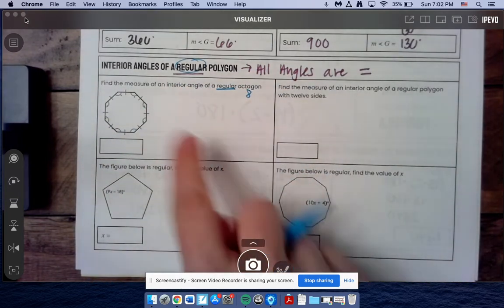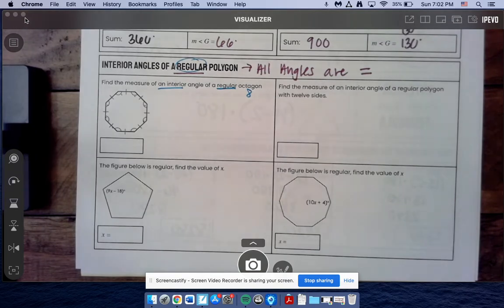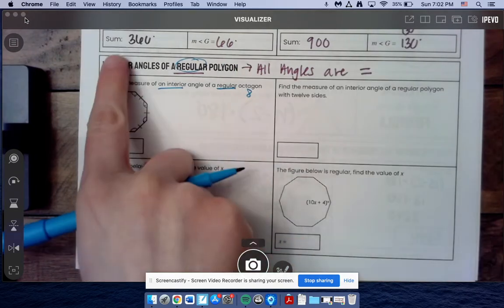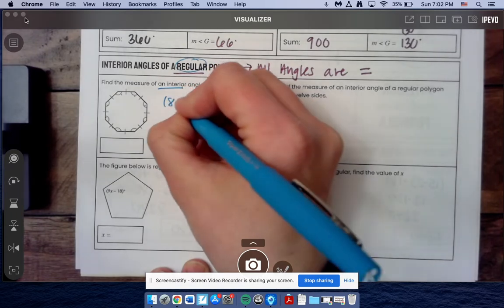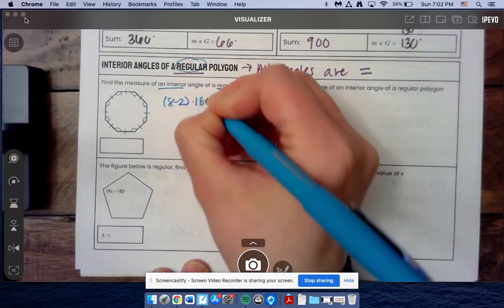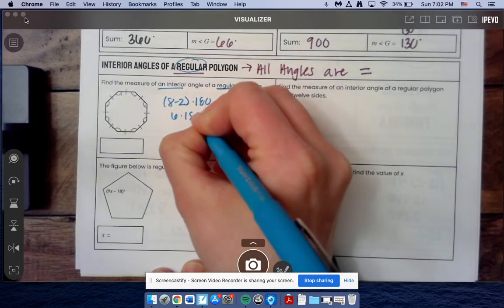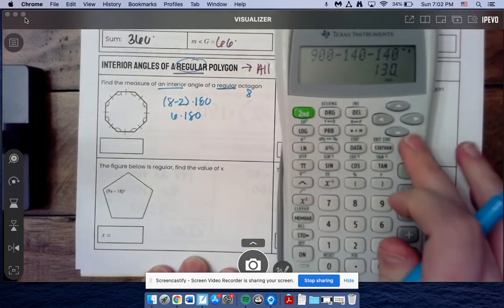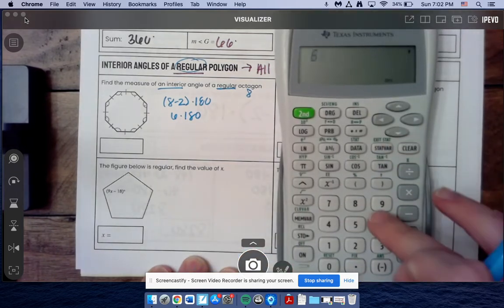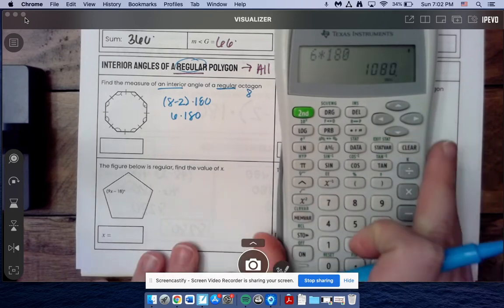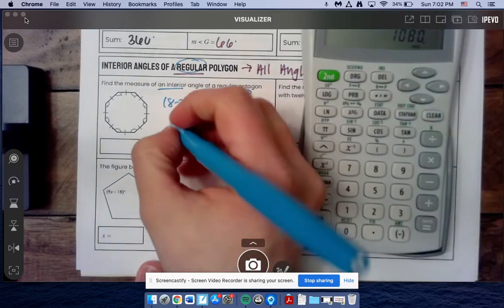So if I want to find just one of them, what do we do? Well, first we got to find our sum like we were doing. So 8 minus 2 times 180. 8 minus 2 we know is 6. Grab out your phone or calculator. Multiply 6 times 180. So you should get 1080.